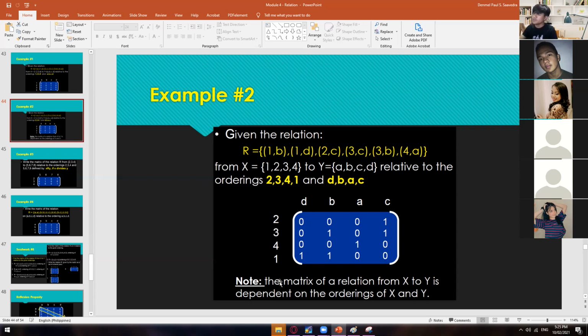Okay, so note the matrix of a relation from X to Y is dependent on the orderings of X and Y. Okay, so always take a look at the orderings of your X and Y.